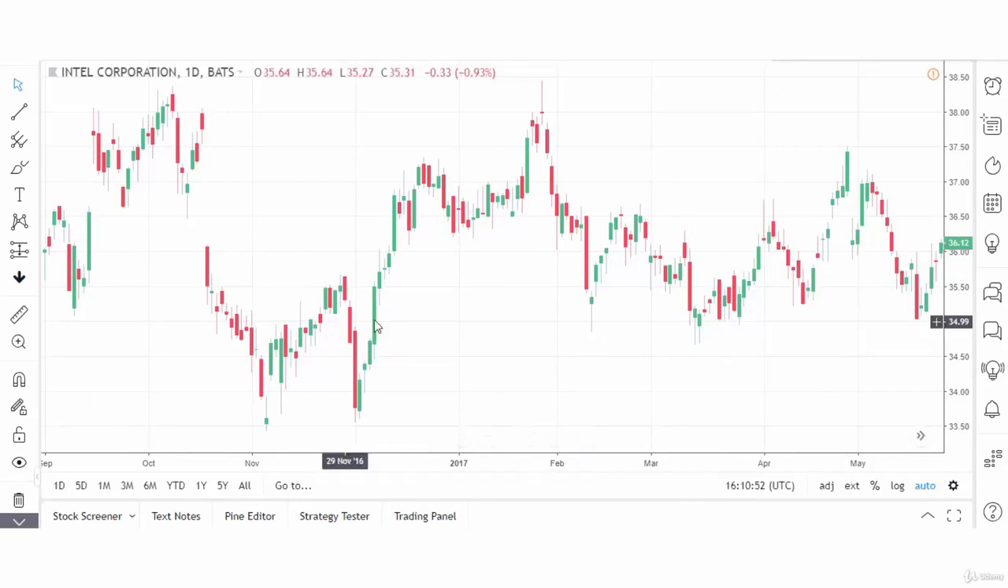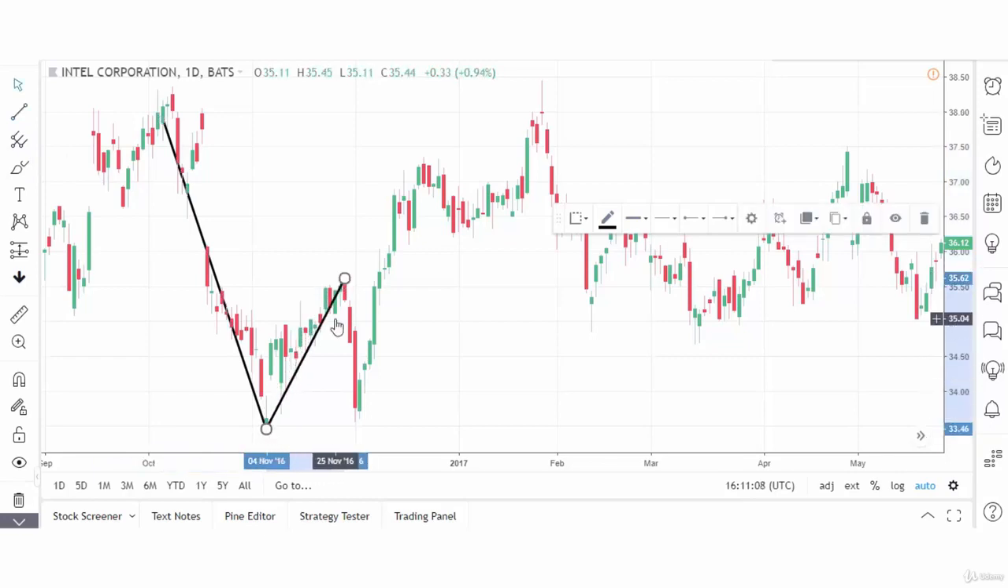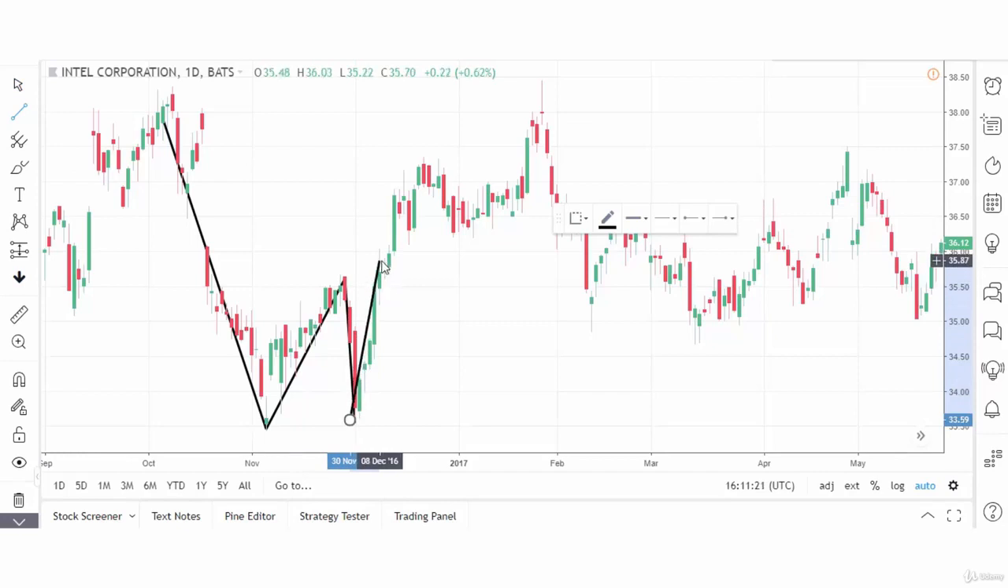Now let's look at a double bottom in the stock of Intel. The stock is in a bearish trend. It makes a bottom here right around the 33.5 level. The stock bounces higher. The W and M pattern do not have to be perfect. The stock then comes back, retests the low for a second time, and then finally moves higher, goes through the pullback high, and continues higher.